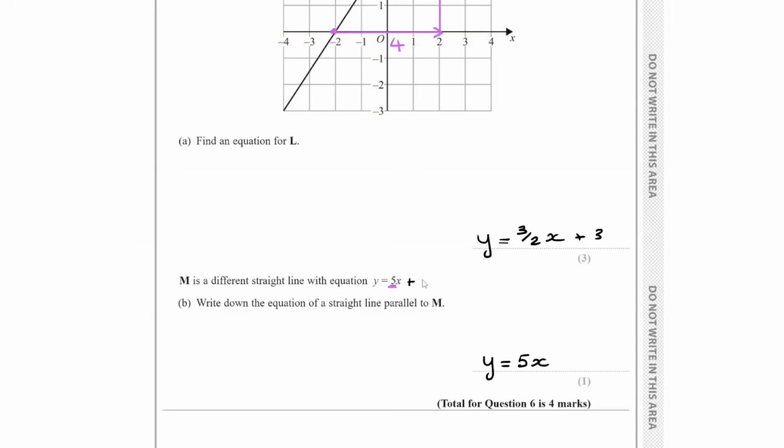Currently, it goes through at 0, doesn't it? We could put plus 2, plus 1, minus 1, minus 5, anything like that, as long as your gradient is the same and you do choose a different y-intercept. So plus or minus any number after the 5x. And that is 4 marks in total for both of those parts.